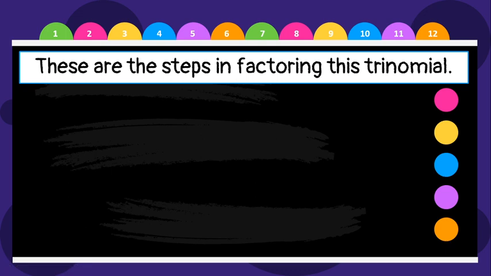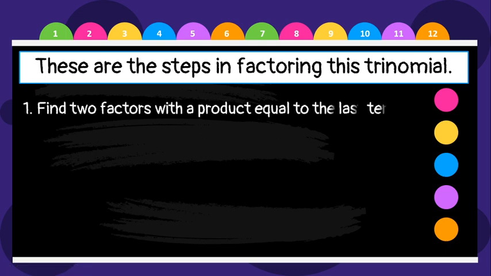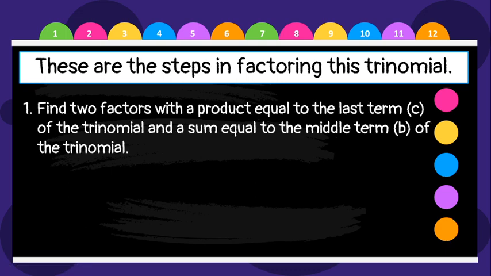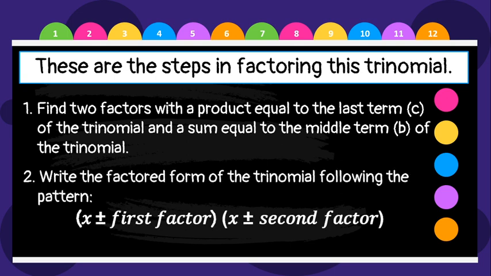Now, these are the steps in factoring this trinomial. Find two factors with a product equal to the last term of the trinomial and a sum equal to the middle term, or b, of the trinomial. Write the factored form of the trinomial following the pattern: the quantity of x plus or minus the first number times the quantity of x plus or minus the second number. Factor.